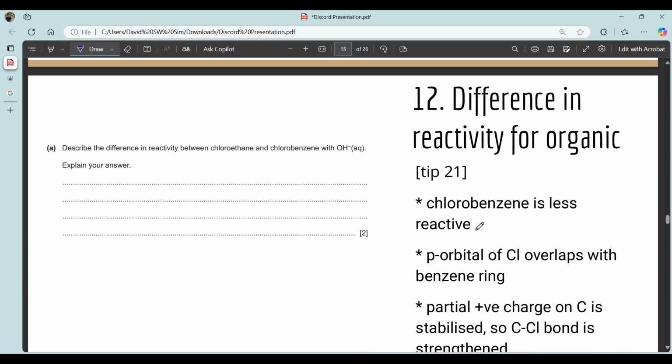Number 12 is comparing the difference in reactivity between chloroethane and chlorobenzene. A lot of things you get in organic chemistry will be about the benzene ring. One characteristic of the benzene ring is that it is electron withdrawing, and it has the delocalized ring of electrons above and below. What happens with the delocalized electron ring is that the p orbitals will overlap with the one in the hydroxyl group in OH.